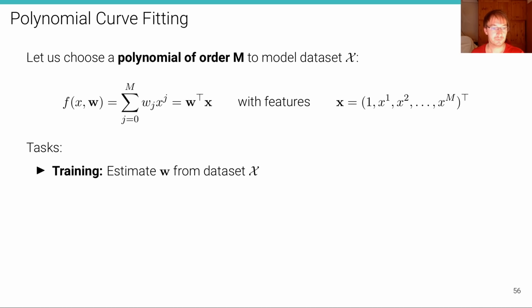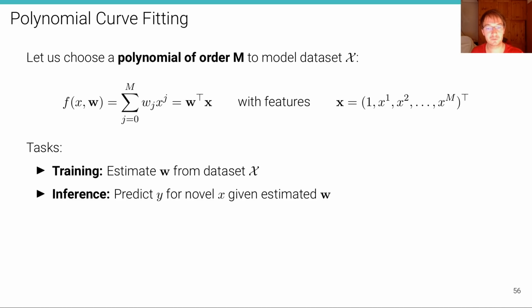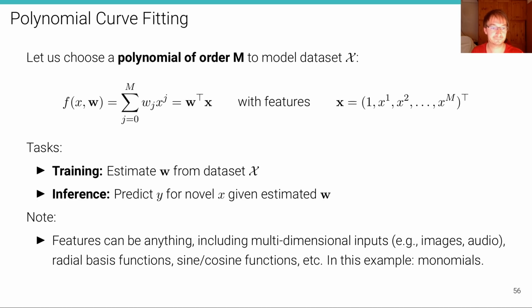Now, as we know, there's two tasks. In training, we want to estimate these parameters w from the dataset X, and during inference, we want to predict y for a novel x given the estimated parameters w. Note that these features here are just one particular choice. They can be anything in practice. They could include, for instance, multi-dimensional inputs, such as images or audio signals. It doesn't need to be a one-dimensional input. Or they can be any other nonlinear transformations of the input, such as radial basis functions, sine and cosine functions, etc. In this particular example of polynomial curve fitting, we're having monomial features.